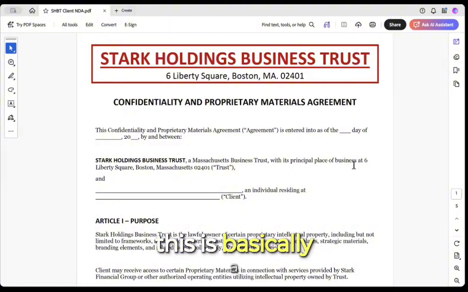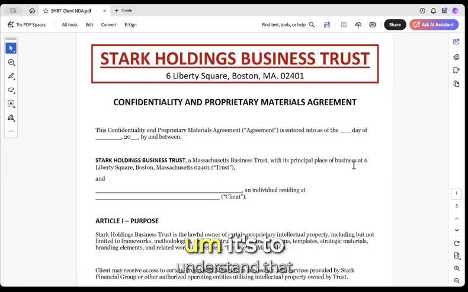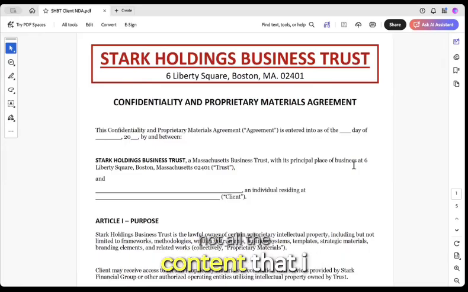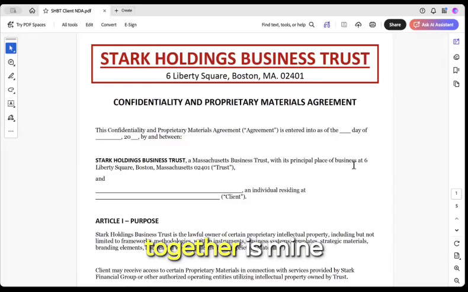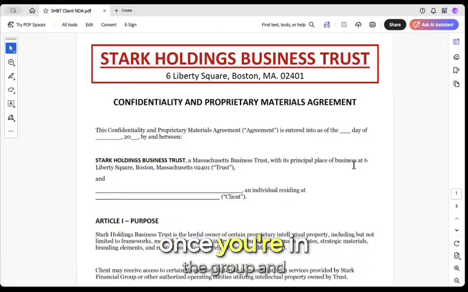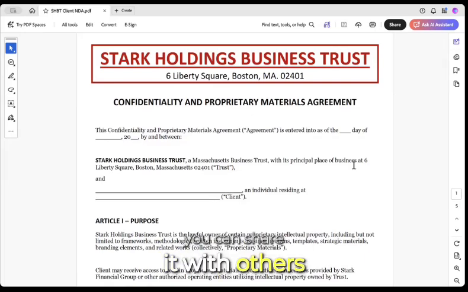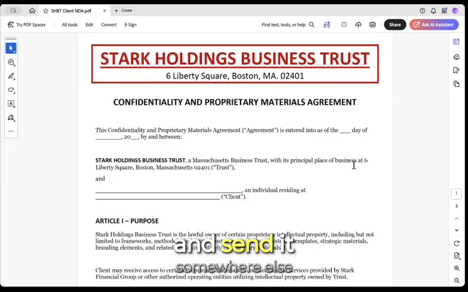This is basically a confidentiality and proprietary materials agreement. It's to understand that not all the content that I share is mine, but the process that I share, the way that I put everything together, is mine, and that's what I'm marketing and sharing with everybody. Once you're in the group and you've paid everything and you learn this process, you can share it with others, right? It's not saying that you can't share it. What you can't do is take screenshots and my documents out of my group and send it somewhere else.